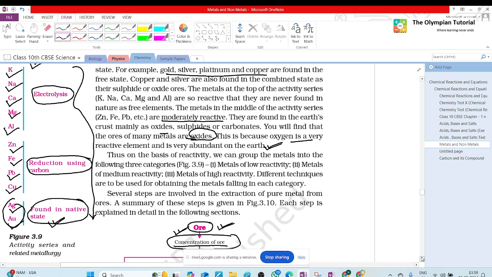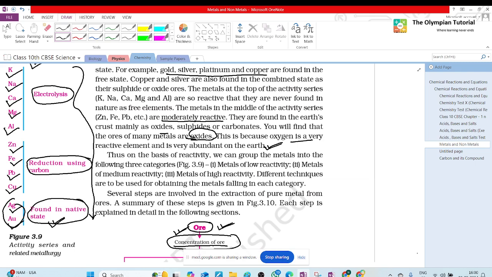The metals at the top of the activity series, potassium, sodium, calcium, magnesium, and aluminium, are so reactive that they are never found in nature as free elements. The metals in the middle of the activity series, zinc, iron, lead, etc., are moderately reactive. They are found in the Earth's crust mainly as oxides, sulfides, or carbonates. You will find that the ores of many metals are oxides.